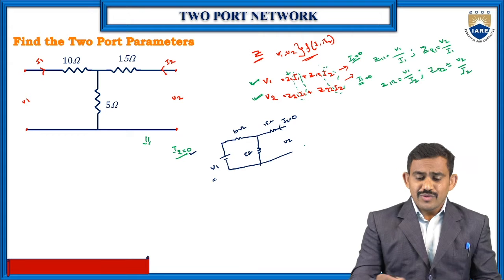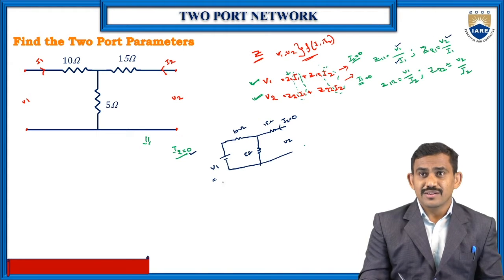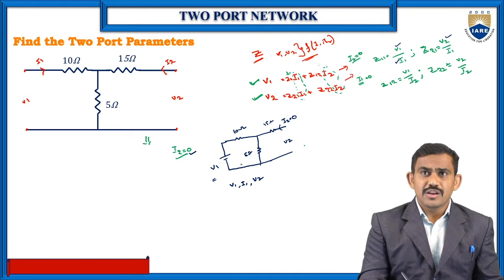Now observe, when I2 equals 0, I require the V1 value, I1 value and V2 value. So from this circuit, I need to find out V1, I1 and V2. The V1 value is the supply we have.